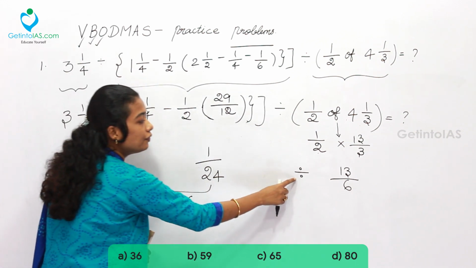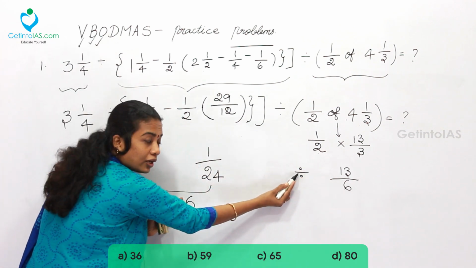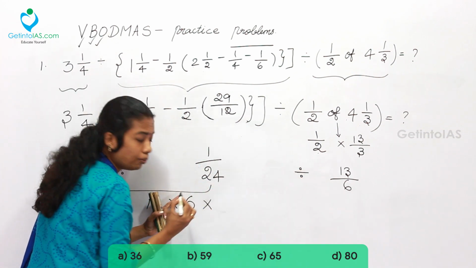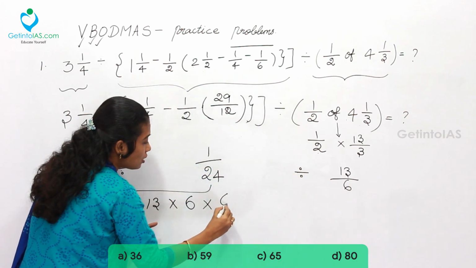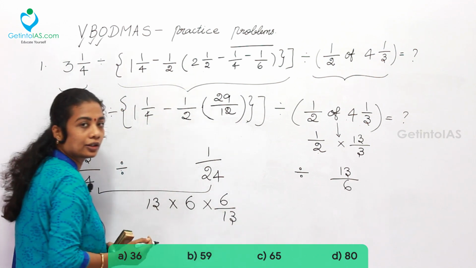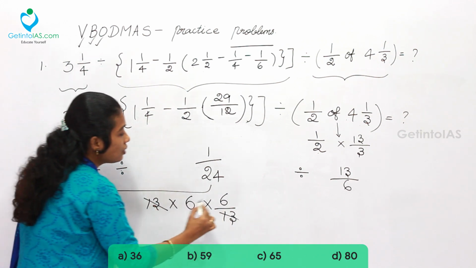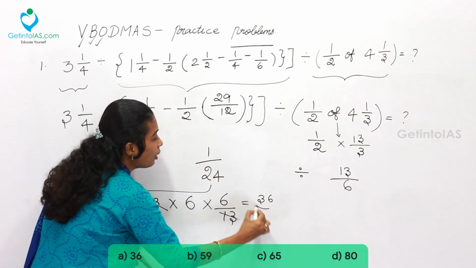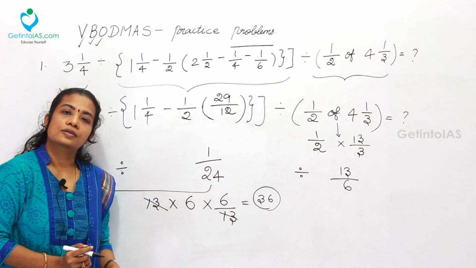So let's solve the division part over here. So division with fraction means directly you can convert the division into multiplication. After that you can take the reciprocal. So 6 by 13 like that. Now you can cancel this 13 and this 13 got cancelled. 6 into 6 which is 36. My final answer for this first problem is 36.